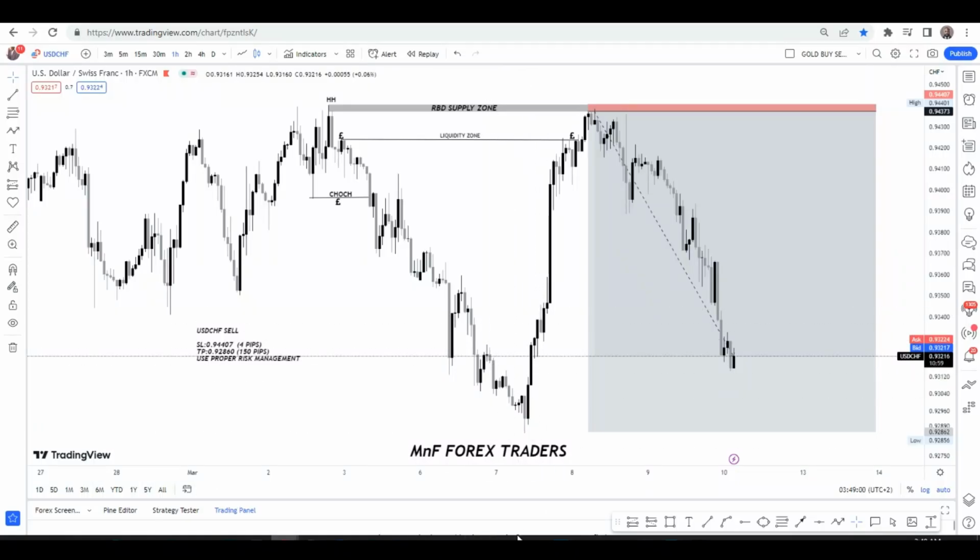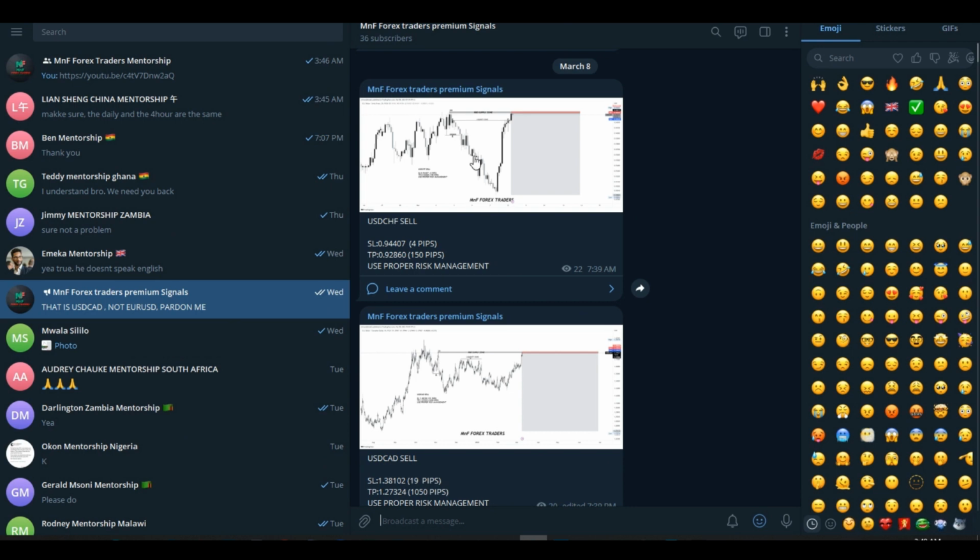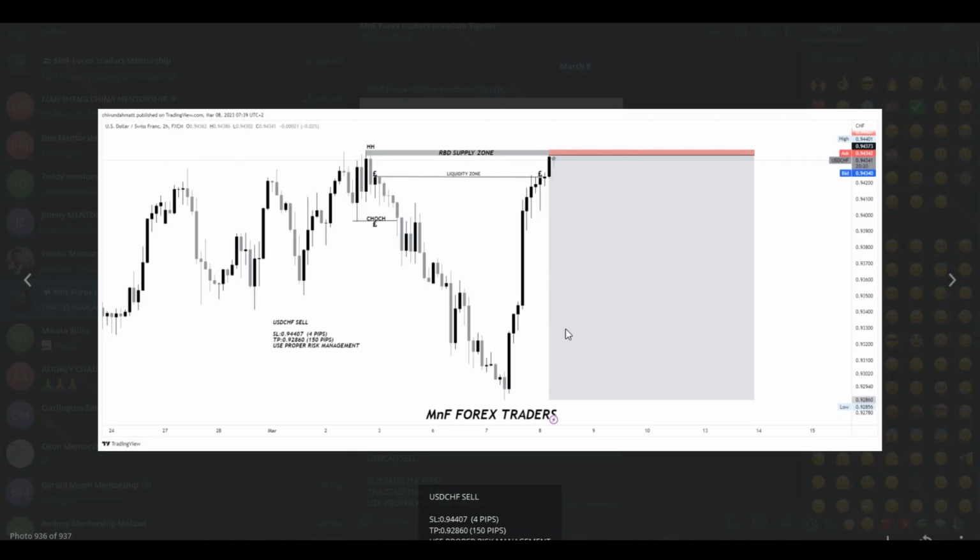All right, great. So let me just show you here. This is our premium signals group right here. This is the trade that we were able to send as a signal. This trade was a 4 pip stop loss and a 150 pip target, right?